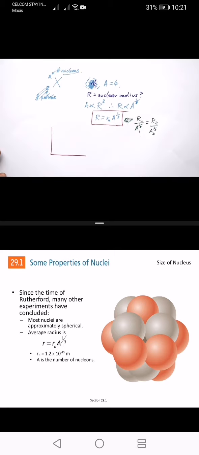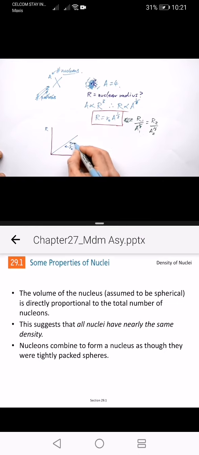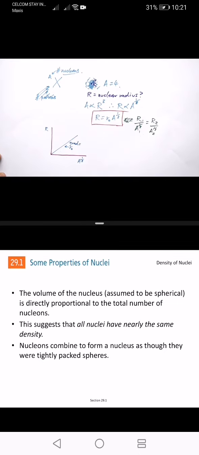Can we draw a graph of this? Yes, we can, so long as r is on the y-axis and A to the third is on the x-axis. We're going to get a nice straight line where the gradient is equal to R0. But there is a more useful way we can represent this graphically, and that's by taking logs. If you don't know how to take logs, have a look at my proportionality and graphs video.